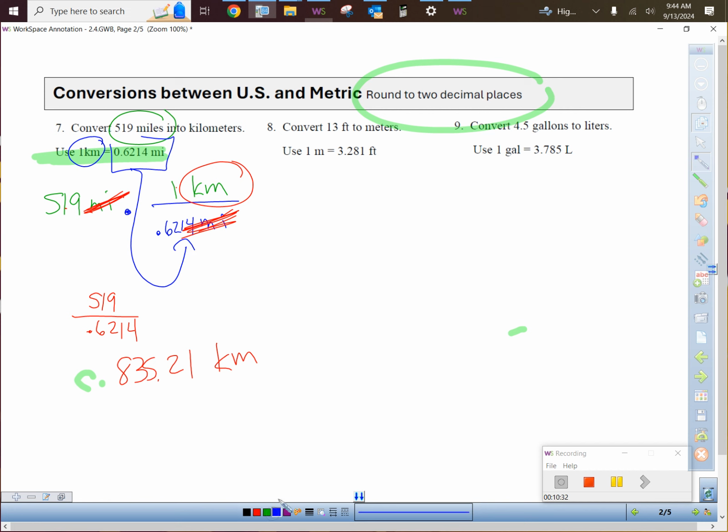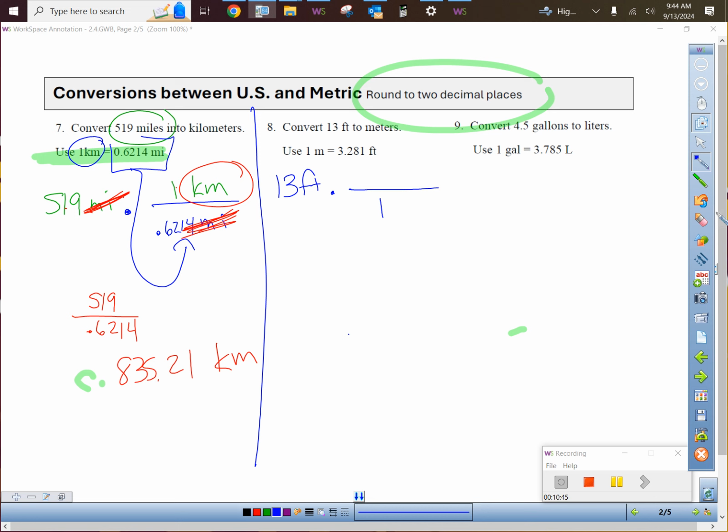So let's do another one of those. 13 feet is what they want us to start with. They want us to change it into meters. So I'm going to put feet downstairs. Why am I going to put feet downstairs? Because feet is upstairs. And I will put a 1 meter upstairs. Feet cancel.